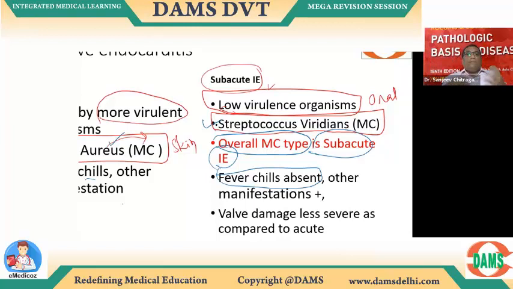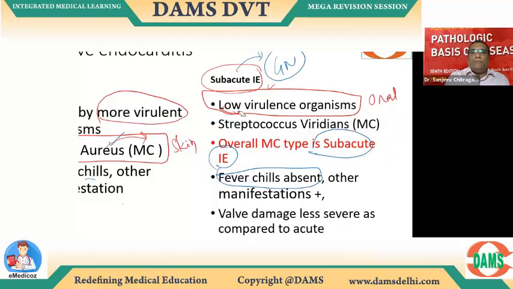So the organism can proliferate, but very slowly. That is the reason why the subacute are the ones which will more commonly present with glomerulonephritis. And if you remember, PSGN, post-streptococcal glomerulonephritis, this is your streptococcus which is infecting your heart here, and that is what is leading to this.